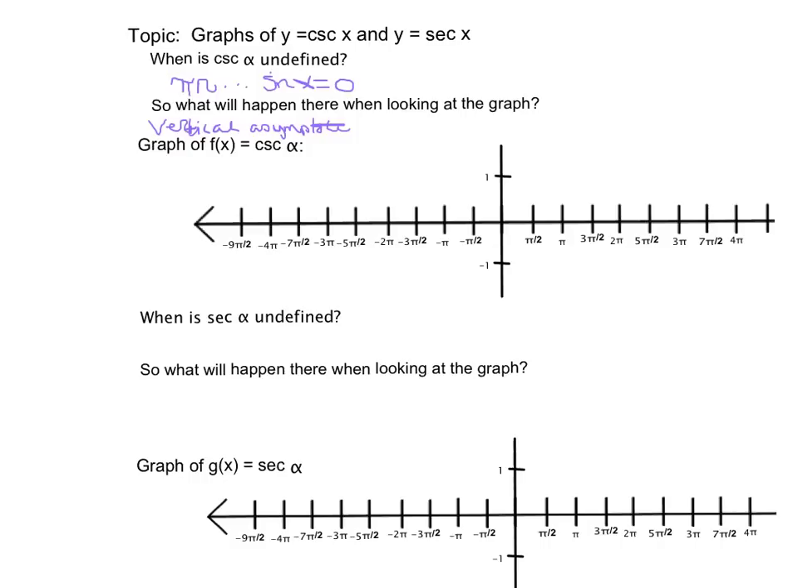So everywhere it was undefined, I'm going to put in a vertical asymptote. We started at negative pi in our table, and it was at negative pi over 2, negative 1, undefined at 0. So notice I'm using a dashed line to show that it is an imaginary line. So just plotting all the points that you have already found from your table, and the final undefined piece.